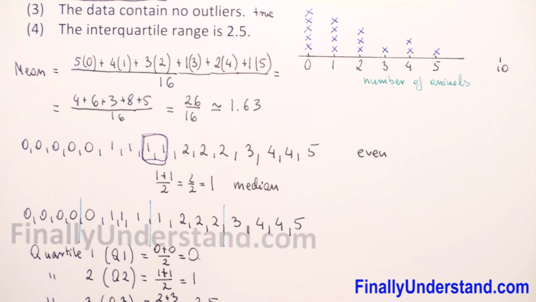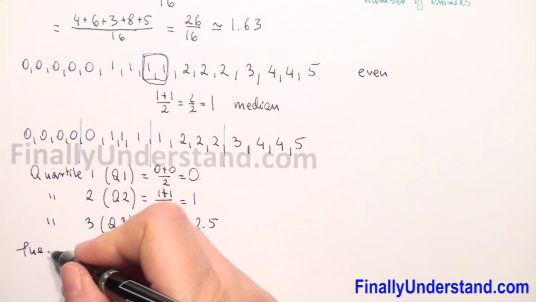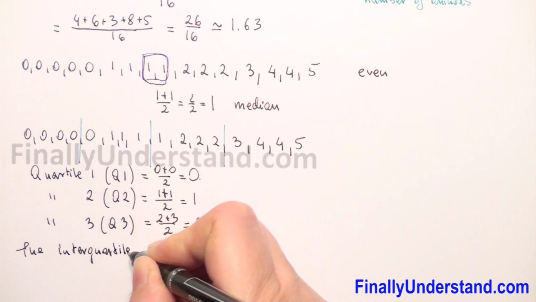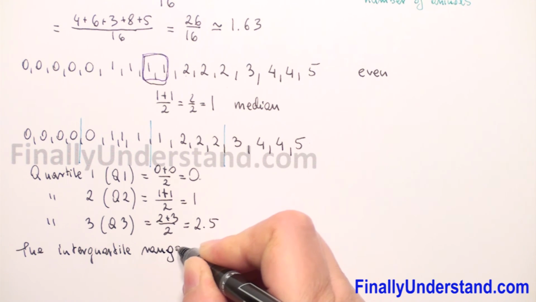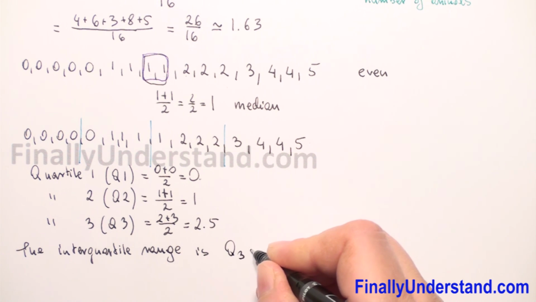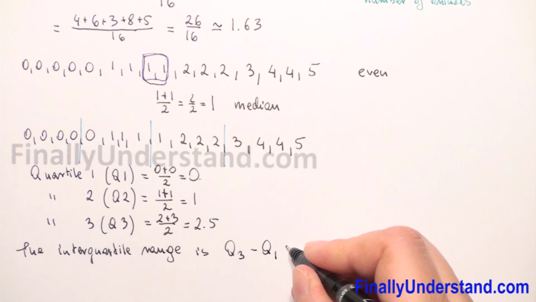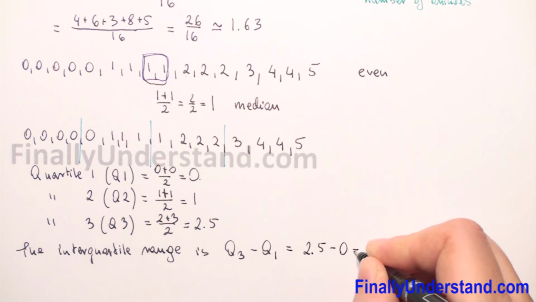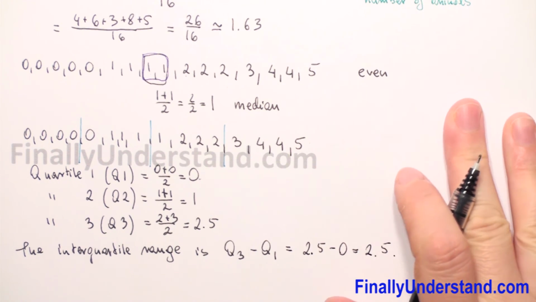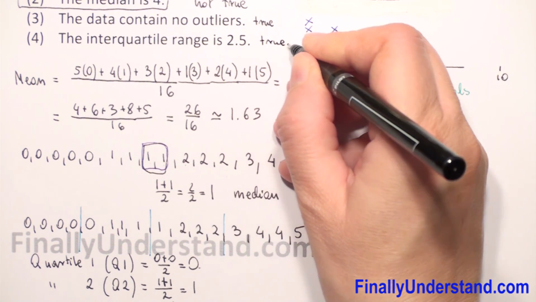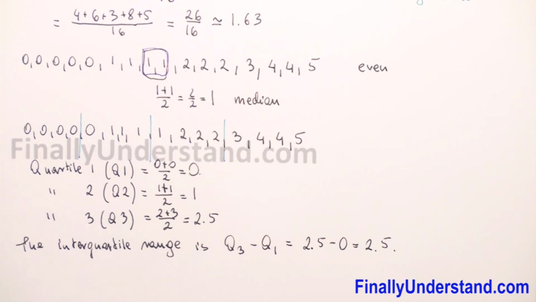And now the interquartile range is the difference between Q3 and Q1. So this is equal to 2.5 minus 0, so this is 2.5. So the fourth statement is also true. This is my solution.